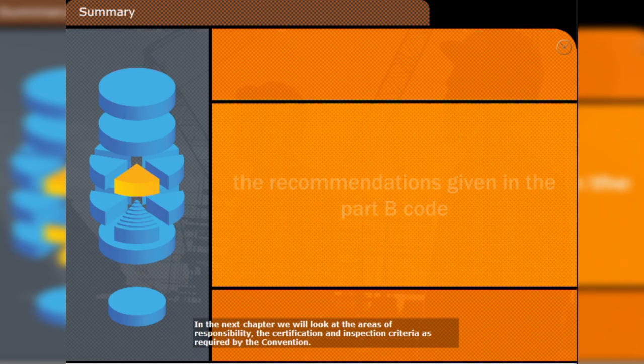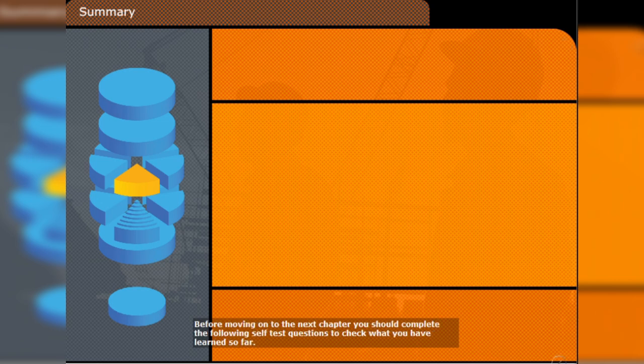In the next chapter, we will look at the areas of responsibility, the certification and inspection criteria as required by the Convention. Before moving on to the next chapter, you should complete the following self-test questions to check what you have learned so far.